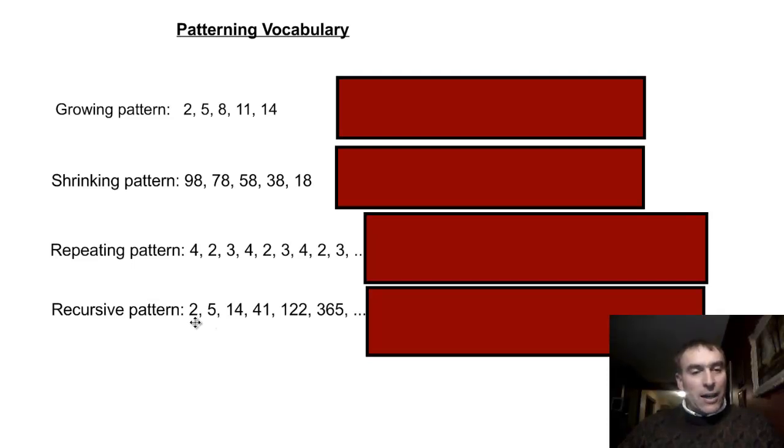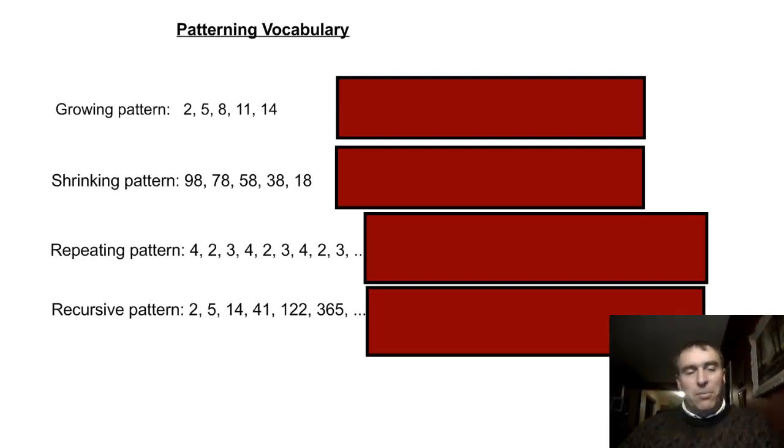So if we do that, we've got 2 times 3 is 6, minus 1 gives us 5. 5 times 3 is 15, minus 1 gives us 14. 14 times 3 is 42. 42 minus 1 is 41. And so on and so forth. But the thing is, if I asked you, what is the 5th number in the pattern, you couldn't tell me unless you knew what the 4th was, because you wouldn't know what to multiply by 3 and subtract 1. So a recursive pattern depends on the number before.